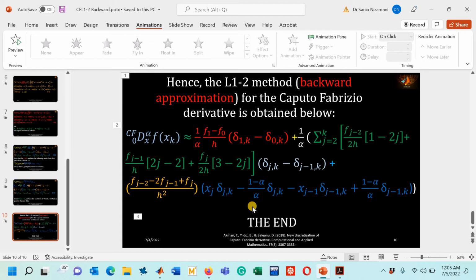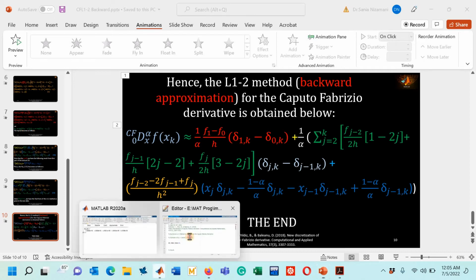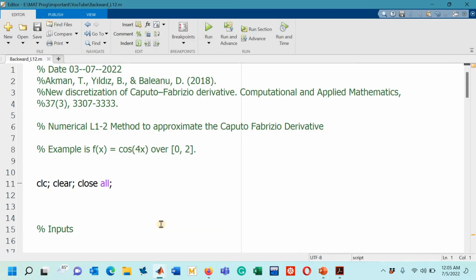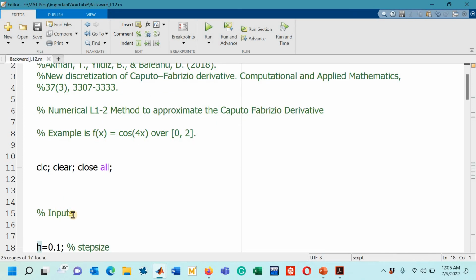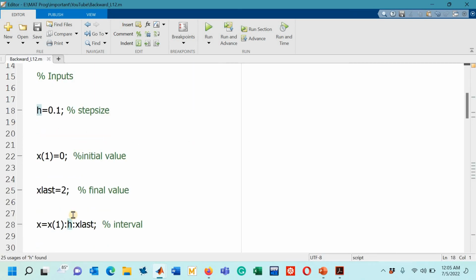Now, after understanding the derivation, it's time to understand how a code can be designed for this final scheme called the L1-2 method. So let's go to our M file to understand its Matlab code. As usual, you can see that on line number 11, I have written some necessary commands. Then some inputs start. You can see on line number 18, we have the step size.